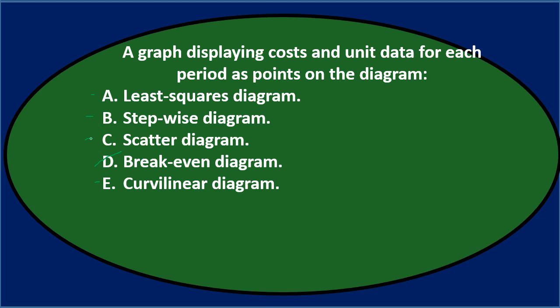We're going to plot everything and just track all the points that are there. It's not going to be a straight line. It's not going to be curvilinear. It's not going to have a pattern other than trending possibly upward. So just given the description, we would think it would be C, the scatter diagram. Final answer, a graph displaying costs and unit data for each period as points on the diagram: C, scatter diagram.